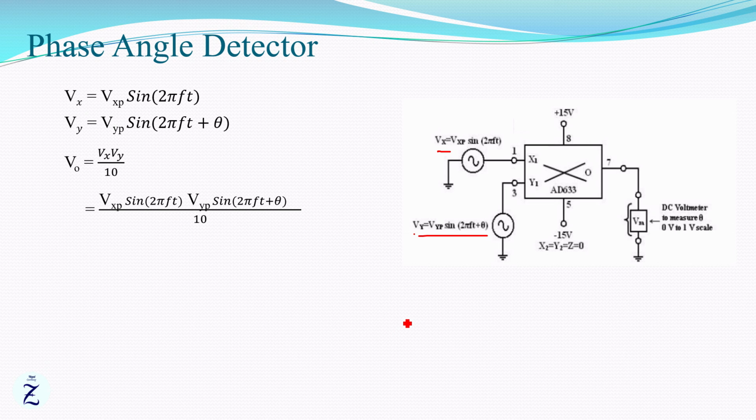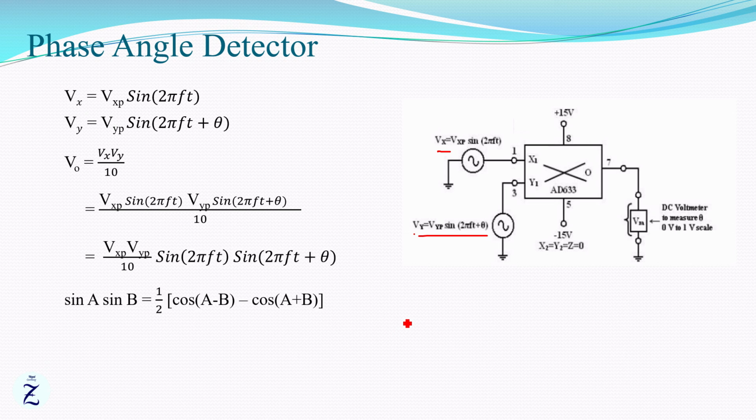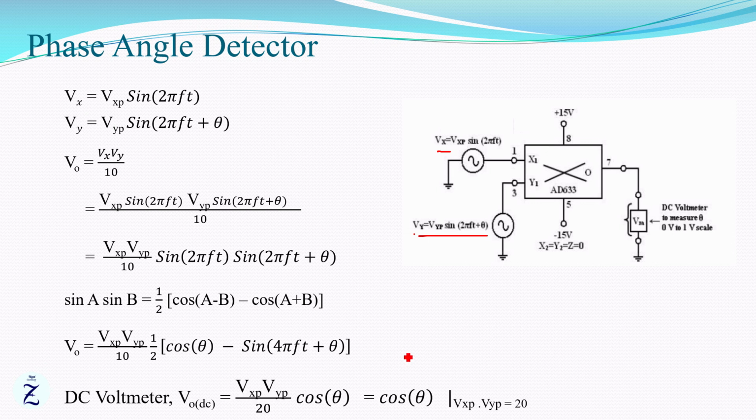We know that sine A into sine B is equal to 1 by 2 into cos A minus B minus cos A plus B. Here A is 2 pi ft and B is 2 pi ft plus theta. Hence, we will get the output V0 is equal to Vxp into Vyp divided by 20 into cos theta minus cos of 4 pi ft plus theta. The DC component of this output, VODC, is Vxp into Vyp divided by 20 into cos theta.